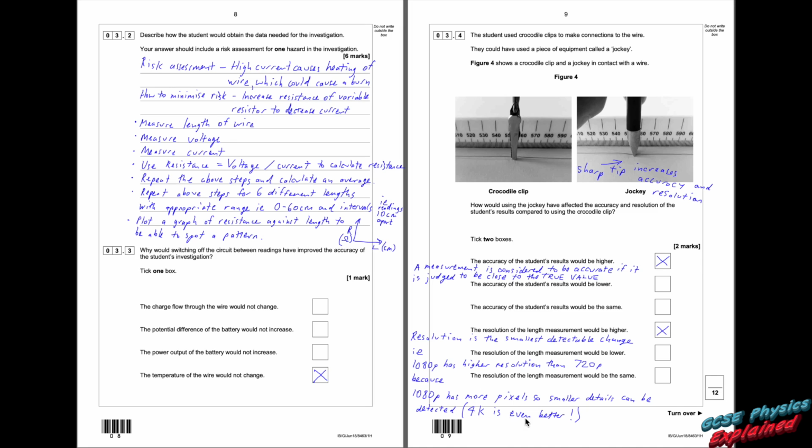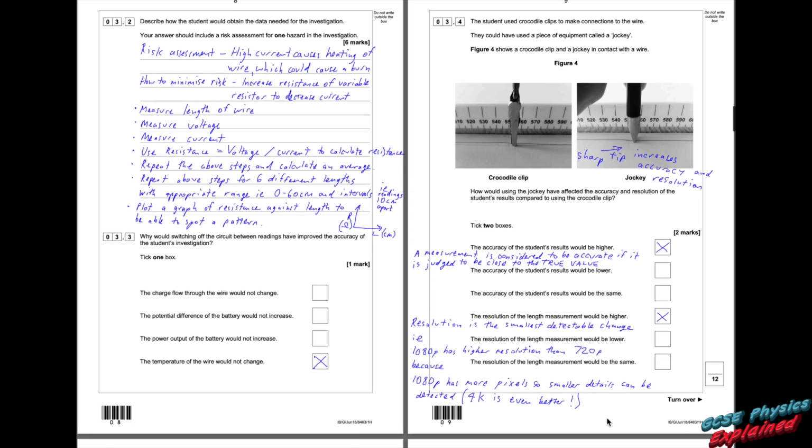Now, if you've got a 4K television, that means you've got even more pixels. If you're watching a football match on 4K telly, you can actually see the blades of grass. You can see where one blade of grass finishes and the other blade of grass starts. So that's a high resolution. It allows you to have a very small detectable change. I hope that helps.